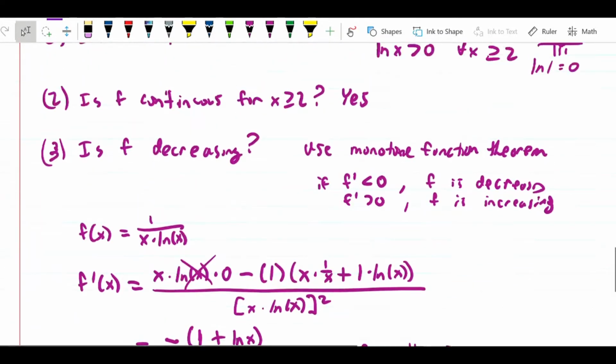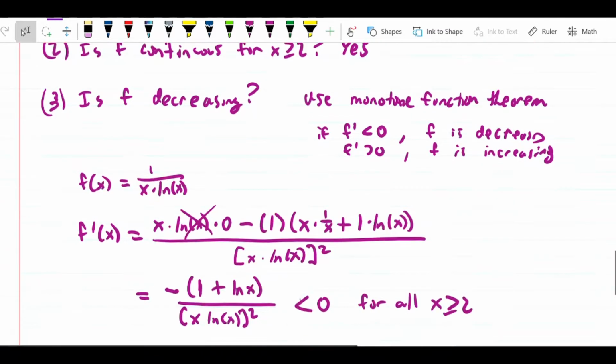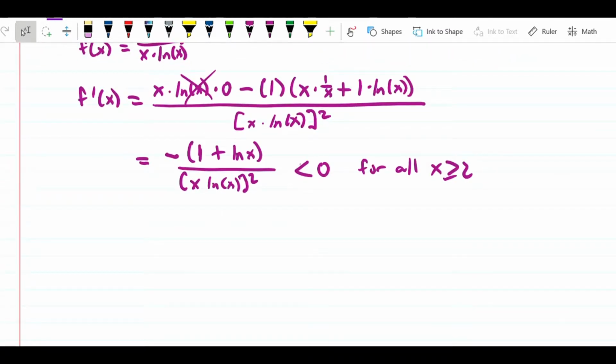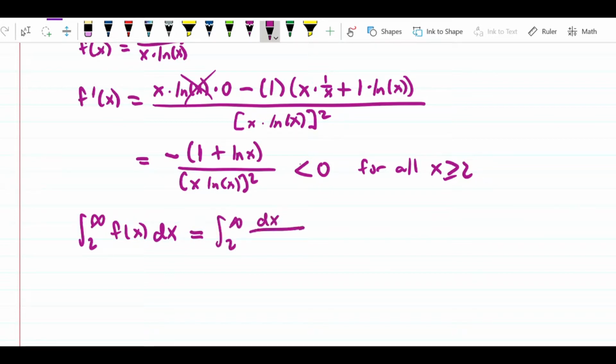So now that we've verified that f actually meets all three conditions, we simply integrate f on the interval 2 to infinity. We simply calculate that integral. So this is equal to the integral from 2 to infinity of dx over x ln x. We know by definition that's equal to the limit as b approaches infinity of the integral from 2 to b of dx over x times ln x.